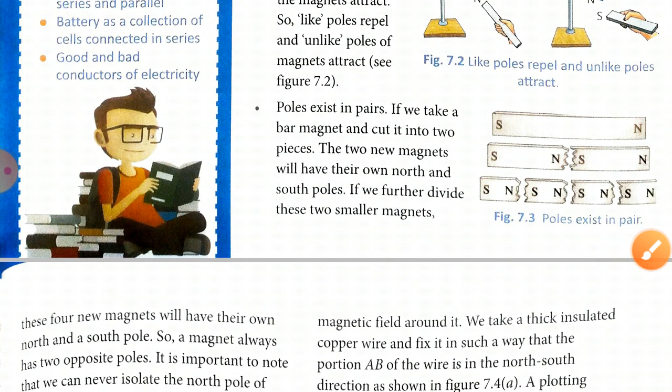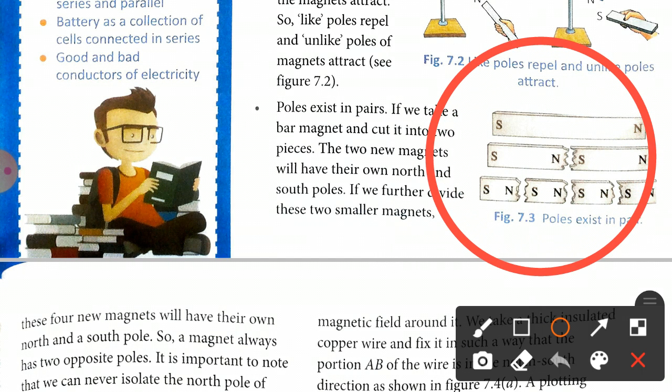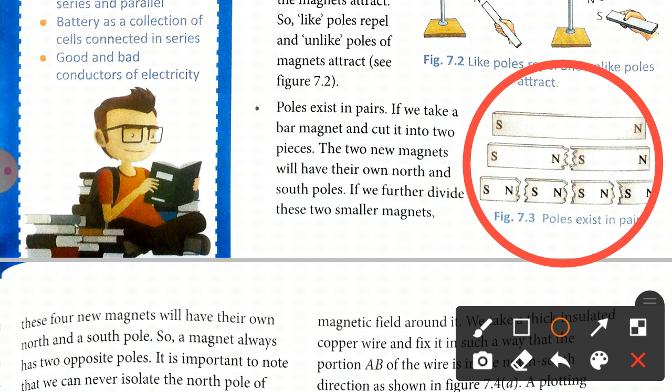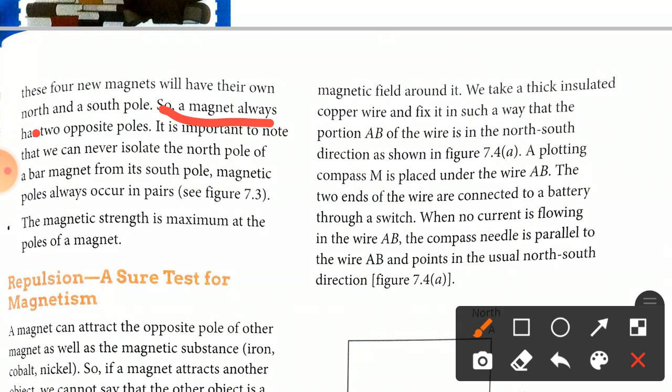If we again divide these two magnets, then what happens? The poles are still there. So the reason is that we can never isolate poles from the magnets, as in figure 7.3. Every magnet has its own north and south pole, so a magnet always has two poles. It is important to note that we never isolate the north pole of a bar magnet from its south pole. Clear? As I showed you in figure number 7.3.